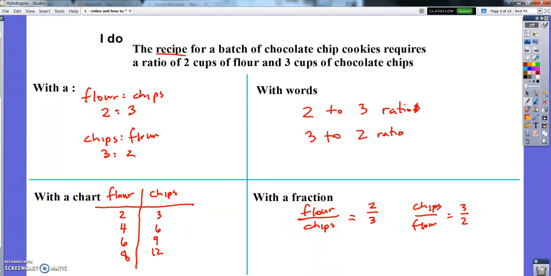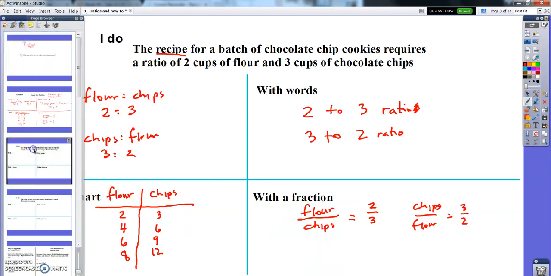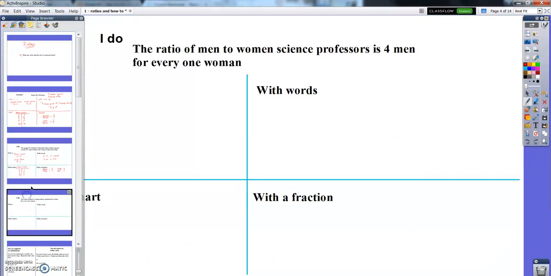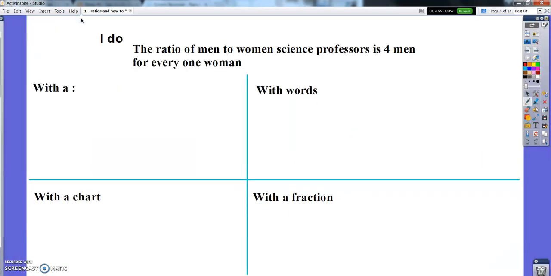Let's do one together. It's kind of a sad one. Ladies, brace yourself. True fact, the ratio of men to women science professors in college is 4 men for every 1 woman. Very sad. A lot more men are science professors than women. And so let's show this ratio 4 different ways, all right?